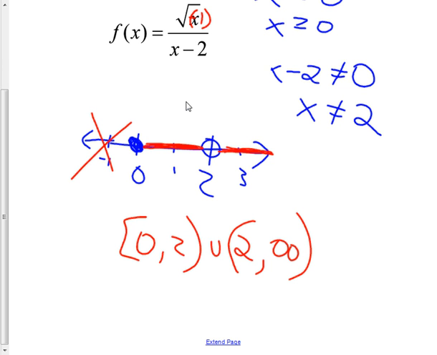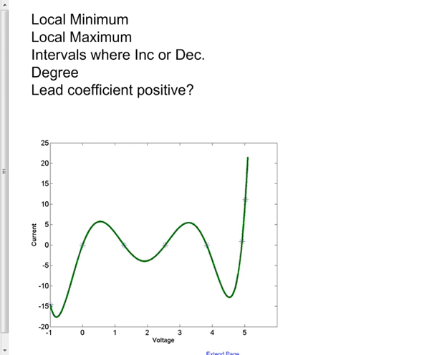Raise your hand if you had that one right. Okay, good. That's your basic domain kind of thing. All right, moving on. What we need to learn about now is local minimums and maximums, and then intervals that are increasing or decreasing. And then we got to learn some stuff about the degree of a function.